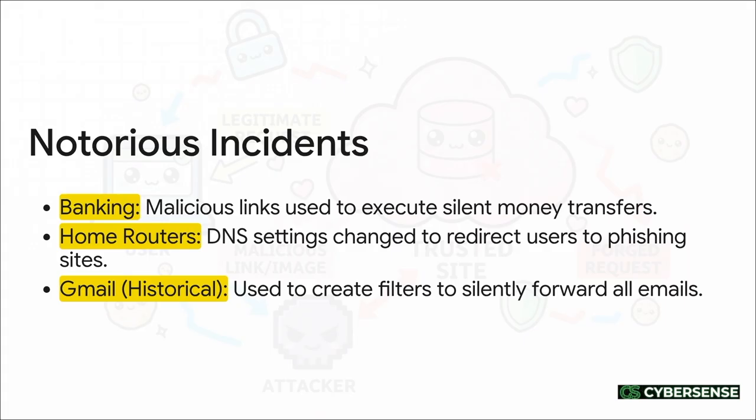We've seen banking Trojans use CSRF to transfer funds without a user ever knowing. Historically, Gmail had a bug where an attacker could use this to set up filters that just forwarded all of your email directly to them. And with home routers, attackers could use CSRF to change your DNS settings, basically redirecting all of your internet traffic through their own malicious servers to steal your information.